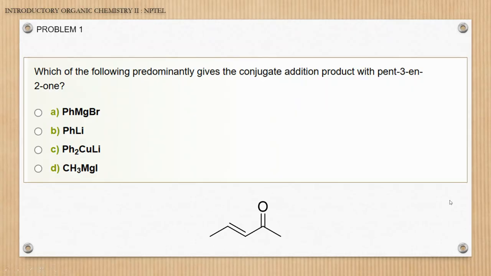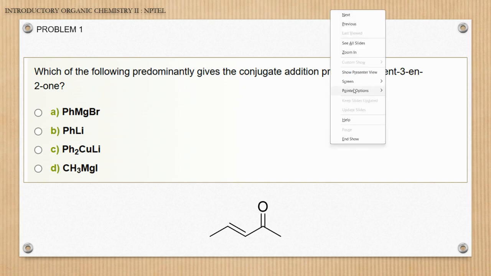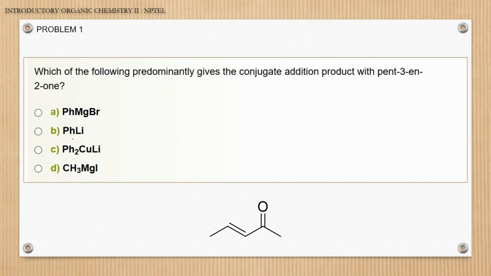In problem number one, the question is asking which of the following predominantly gives the conjugate addition product with pent-3-en-2-one. You have to answer which of these nucleophiles will give you the conjugate addition with this alpha beta unsaturated carbonyl compound. What is meant by conjugate addition? 1,4 addition.